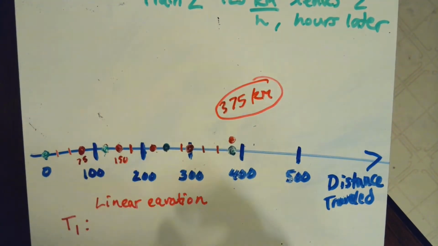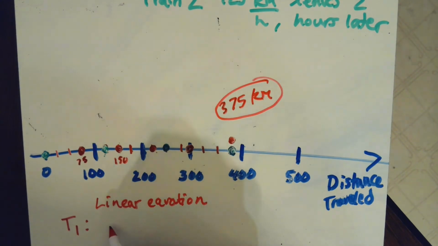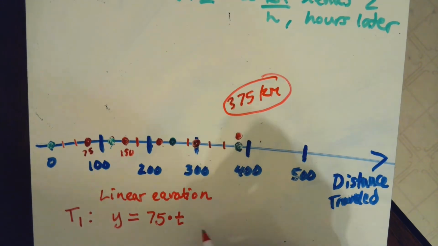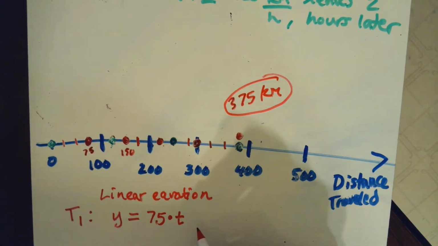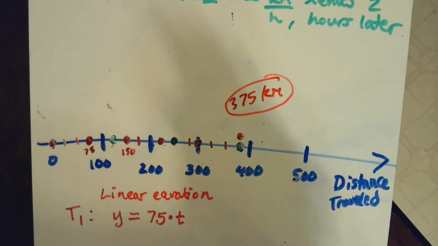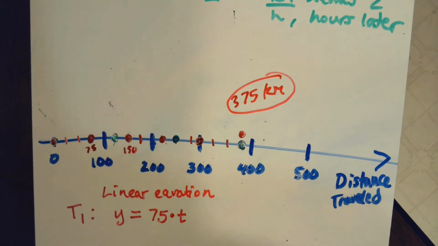Our linear equation for train 1 is of the form, we'll say y equals, now we take the slope, which is like the speed, so that's 75 times, let's say t, you could use x if you want, I'm going to use t instead of x, and then that's really it. We were starting at 0, so we have a y-intercept of 0. But for train 2, we have to be a little bit careful.